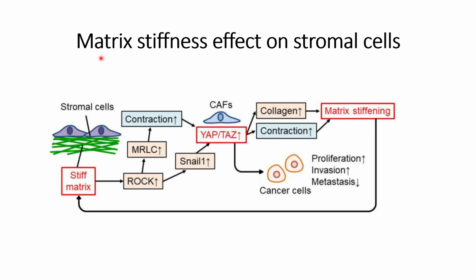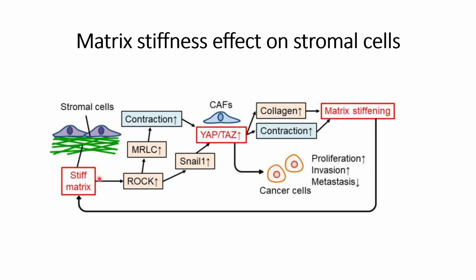Today we will discuss the effect of matrix stiffness on stromal cells. Stromal cells are the cells that are surrounded by tumors. What happens in these stromal cells because of the matrix stiffness is that it will also trigger TAZ upregulation within the stromal cells.